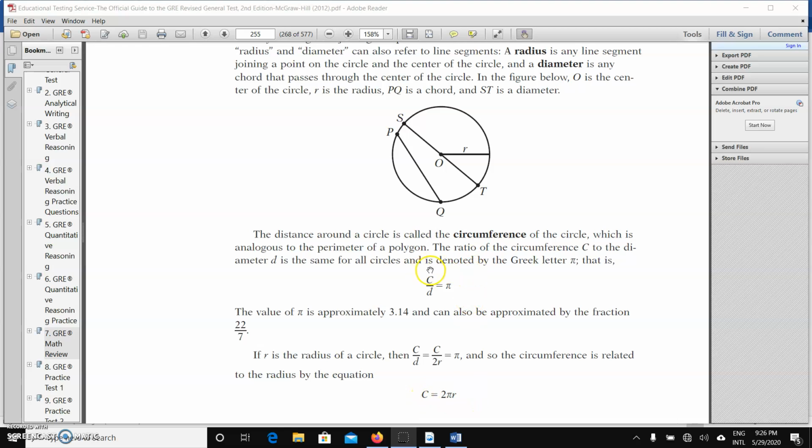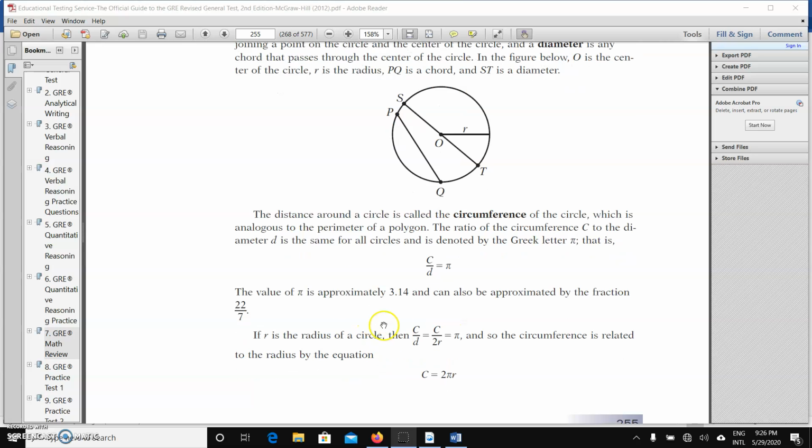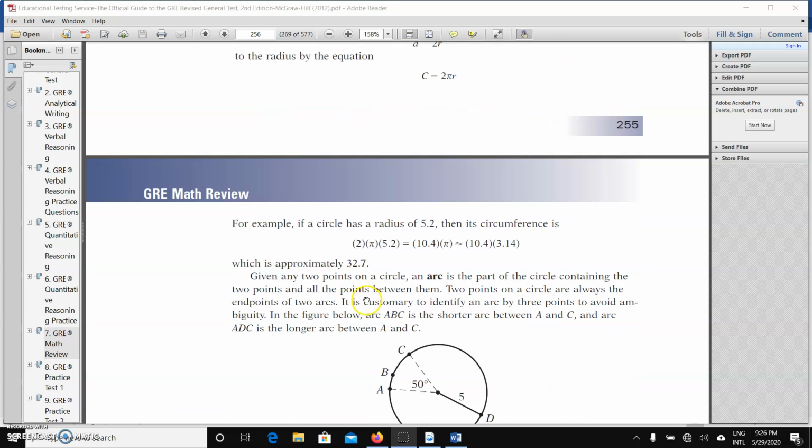And how did you get it? C over d, which is the distance. The distance is equivalent to the circumference, equals pi. So when you solve it, your pi is going to be 22 over 7 or 3.14. So just know the formula. The circumference of the circle is going to be 2 pi r. So that's all you need to know about that.